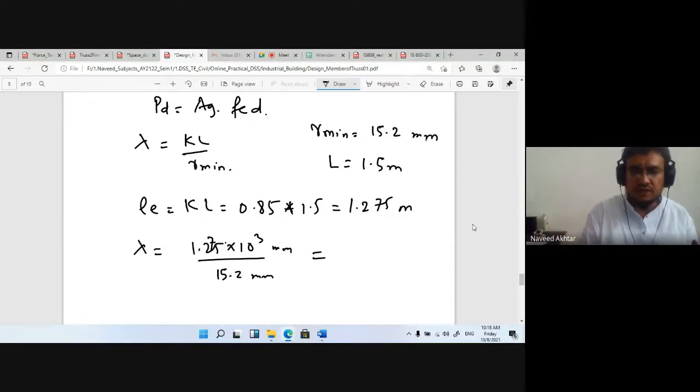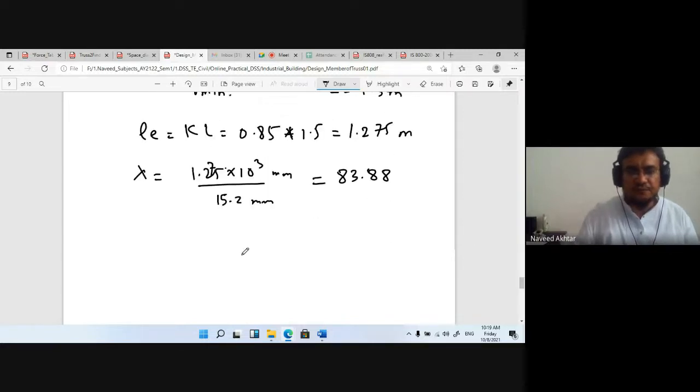This is the same as the practical or theory classes as we are conducting in the classroom. Okay, you have to do all this work. So to calculate the lambda, it's 1.275 into 10 raised to 3 divided by 15.2. The lambda will be 83.88.